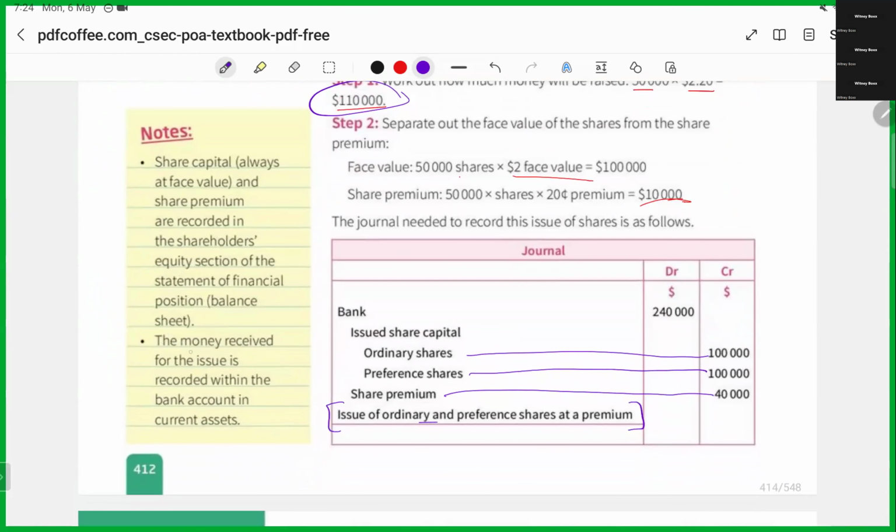Please note that the money received is the money that we record in the bank account. Our share capital account is always at face value. It's the amount issued at face value that we put in our share capital account, and any amount issued in excess of that is recorded in your share premium account. And these accounts are capital accounts, so you will find them in the shareholders' equity section of our balance sheet.